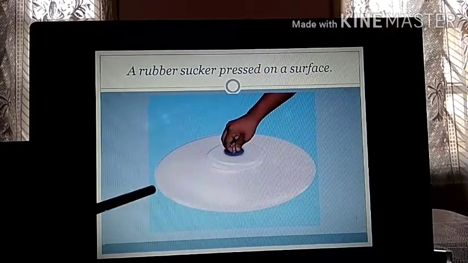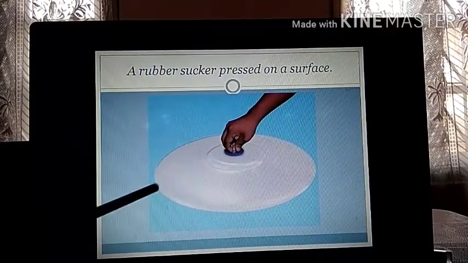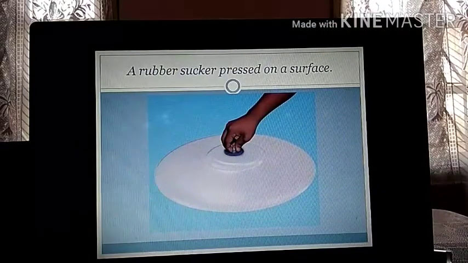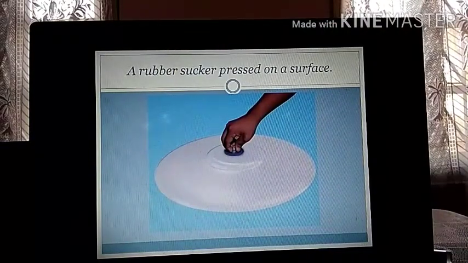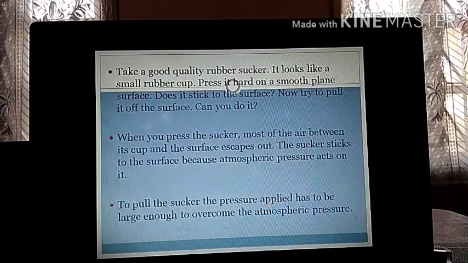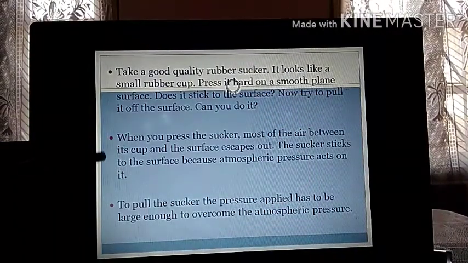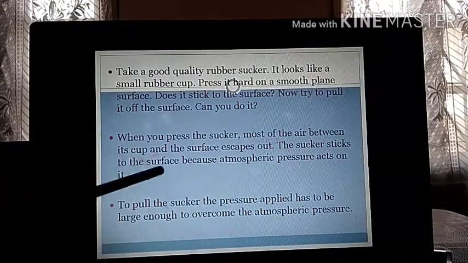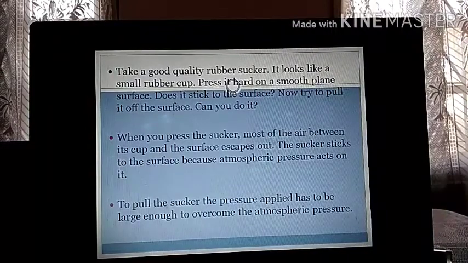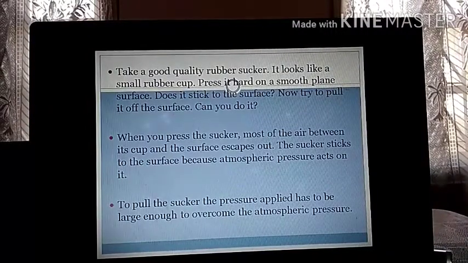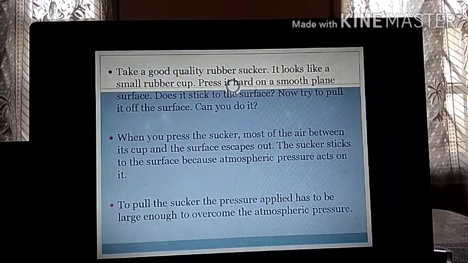Now since there is no gap between the wall and the sucker, where will air be? There is no place, so air will escape out while you were pressing the sucker. The sucker sticks to the surface because atmospheric pressure acts on it. Since there is no air inside the sucker, what air is acting on the sucker now? The atmospheric pressure. From outside it is acting, not from inside.